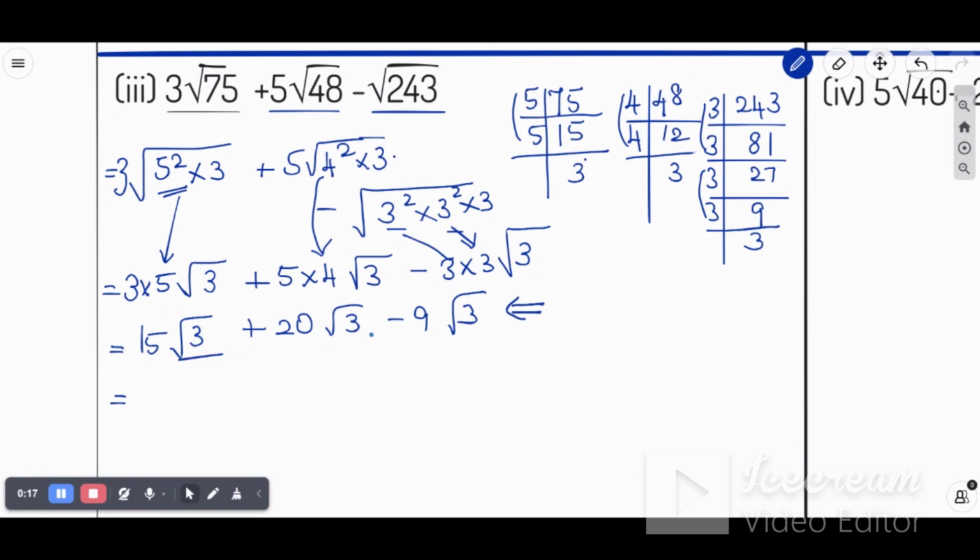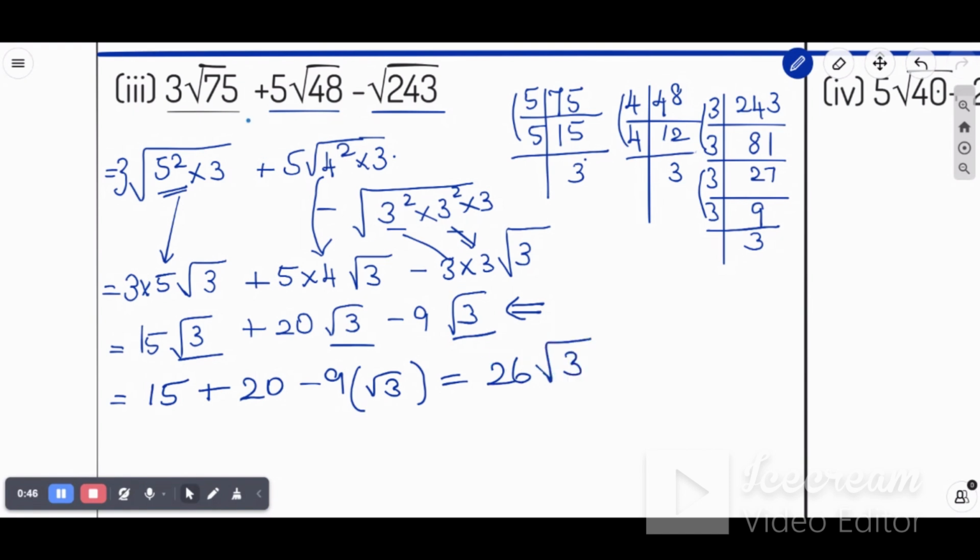You have got your root 3 surd and root 3 surd and your root 3 surds. So let us take the other things outside. 15 plus 20 minus 9. Then your root 3. So hope you understood this question clearly. So what I did is first simplify everything and then do it. Now what is your answer? 15 plus 20 minus 9 is nothing but 26 root 3.